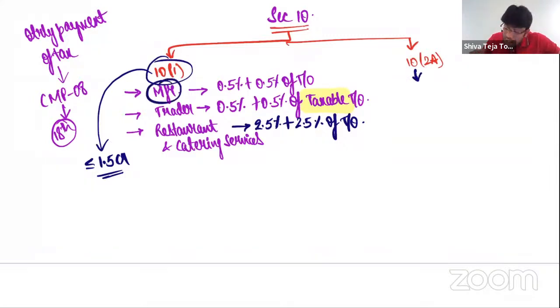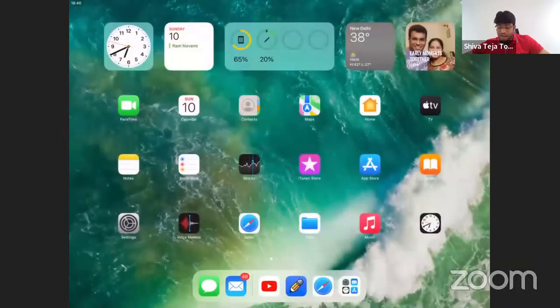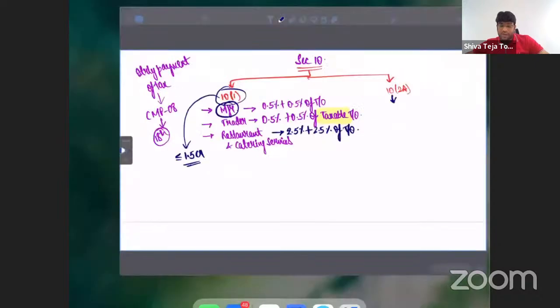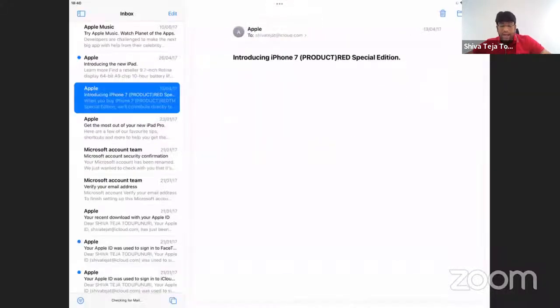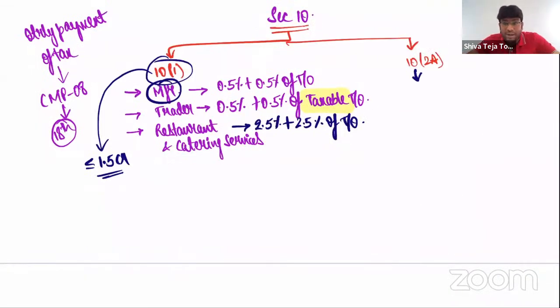But one point, manufacturer of some goods cannot take composition scheme. Let me tell you, those goods are pan masala, tobacco and tobacco substitutes, ice cream and other edible ice, whether or not containing cocoa, and aerated waters. Those people cannot go for composition scheme, my dear friends. Are we getting clarity, everybody? So manufacturer of those goods cannot go for composition scheme.